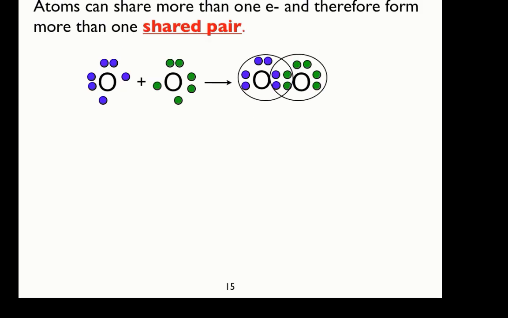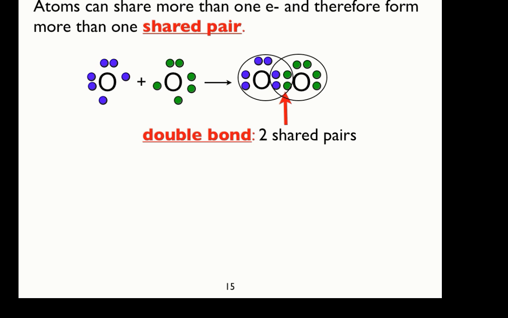Atoms, when they share, they don't have to share only one. As long as the sharing's equal, they can actually share more than one. And then they would have more than one shared pair. So here are 2 atoms of oxygen, and they combine to form oxygen gas, which is O2. And the way they do it is by sharing 2 electrons apiece, because they each start with 6. They both need 2 in order to become stable, and so they do this.